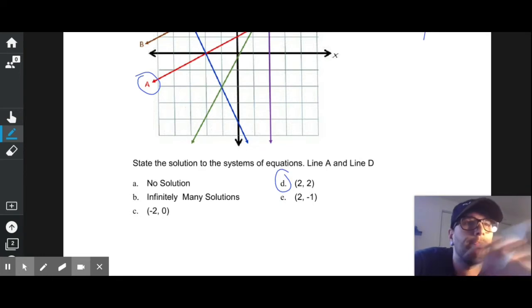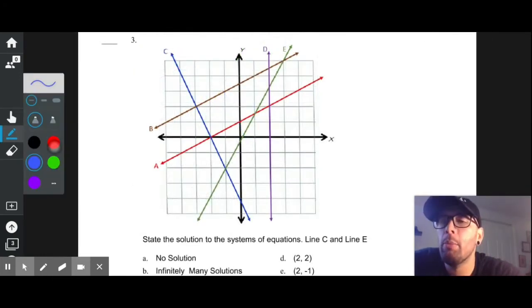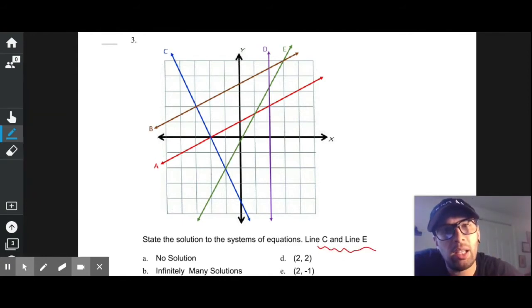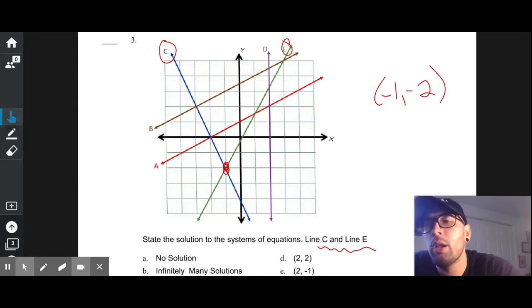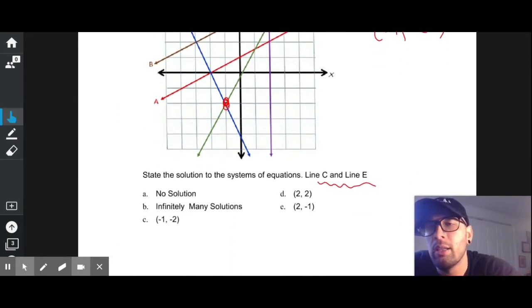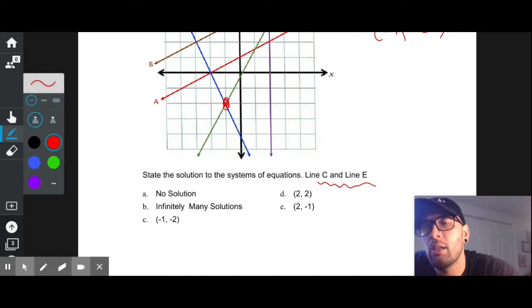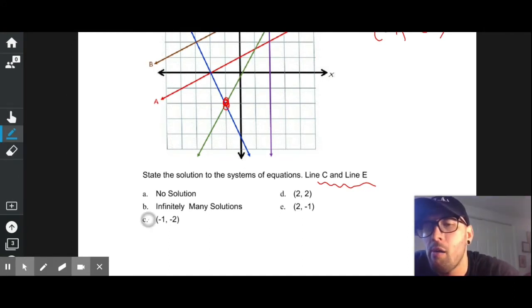Problem 3, same exact picture as before, but instead we want C and E. So there's E. E is green, C is blue. Green and blue intersect at that point right there, which is (-1, -2), because you go left 1, down 2.